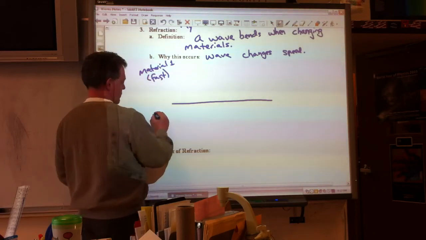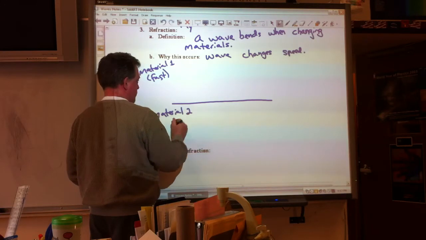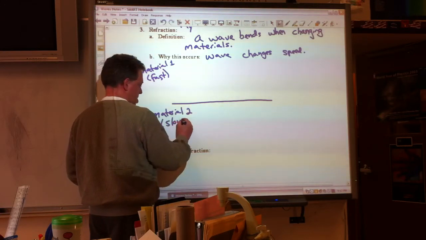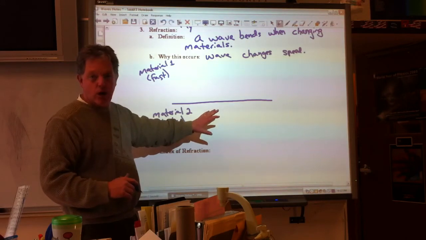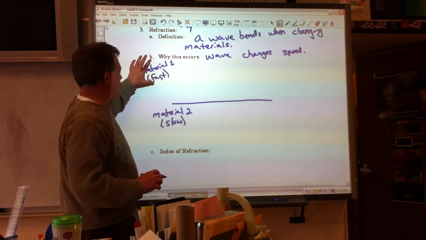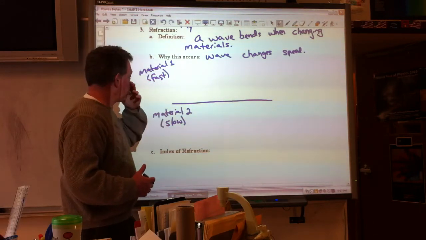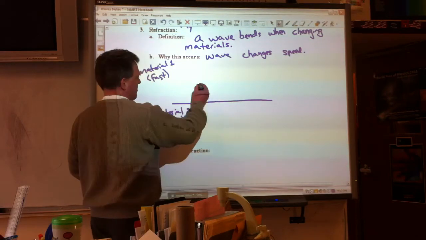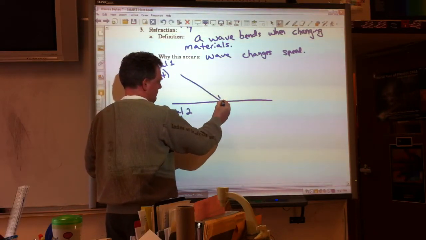This might be another material, material 2, where the wave travels slower, so maybe water or glass for light. We always say the speed of light is 3 times 10 to the 8th, but that's in a vacuum. It can be slower, or it will be slower in any other material. Now, I'm going to draw, my light's going to come in, say, at this angle, or my wave is going to come in at this angle.